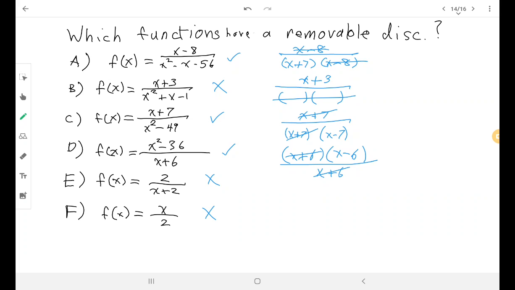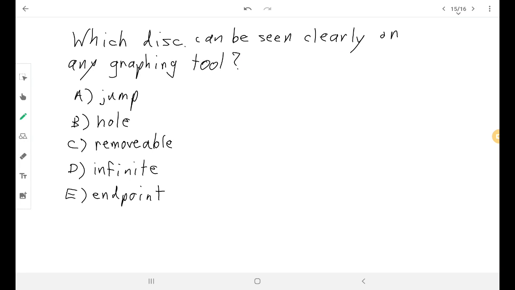So we've got A, C, and D that wind up being our ones that have cancellation and thus have removable discontinuities. I'll give you a moment to look at that. And let's move on to our next question.